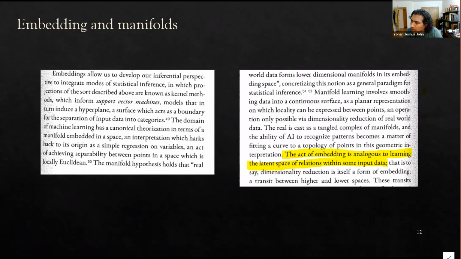Right, so again, this is a kind of speculation, but it sounds reasonable. "The act of embedding is analogous to learning the latent space of relations within some input data." It's kind of what's happening in the statistical case, but is that the case for the more formal stuff? If you're extending paths to be higher order paths, it's not entirely clear to me.